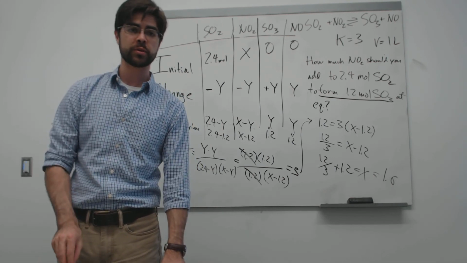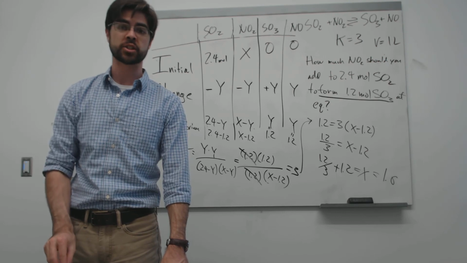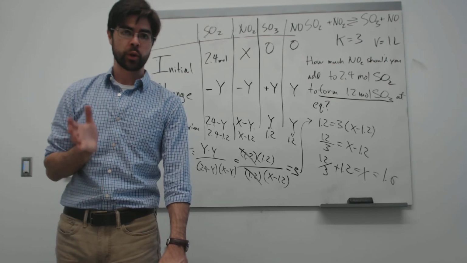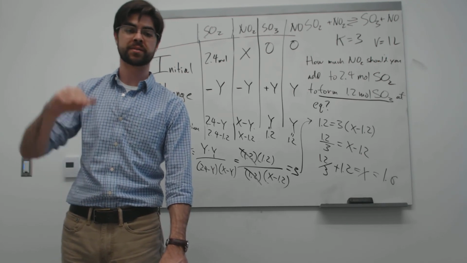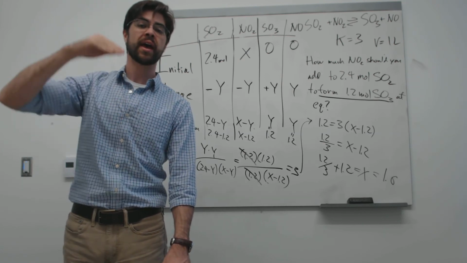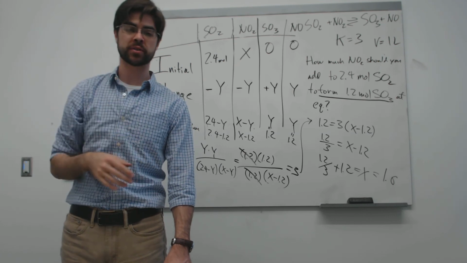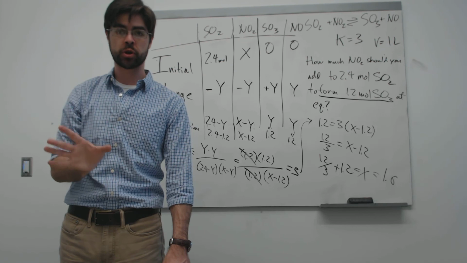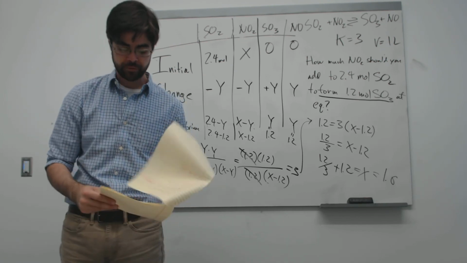Okay, so those are a few different examples of how you use an ICE box to structure what you know about an equilibrium system, a system that at some point reaches equilibrium and at some previous point was not at equilibrium. An ICE box is a great way to organize what you know, what you don't know, and what you want to find. So I've given you a few different examples of doing that.